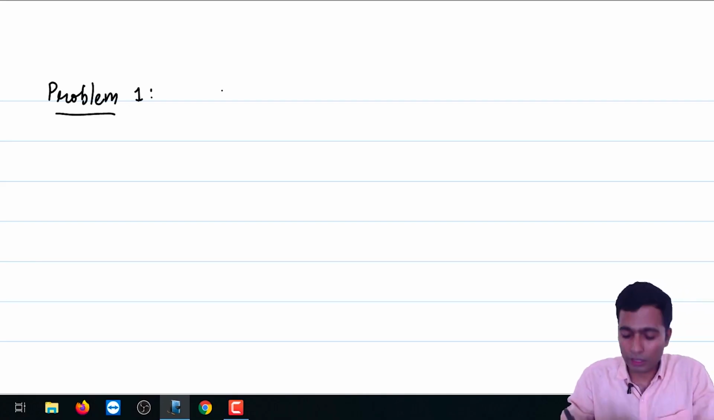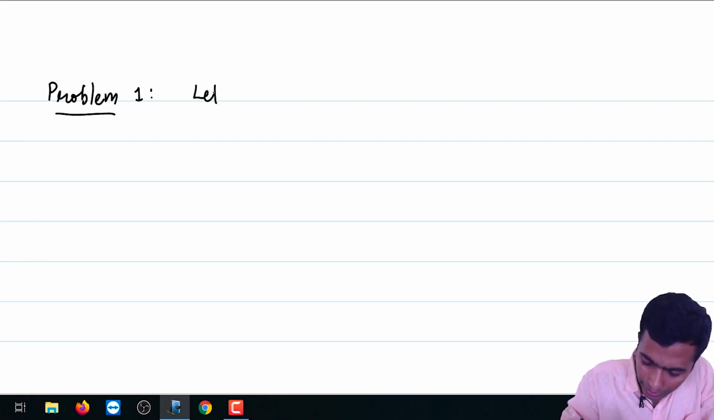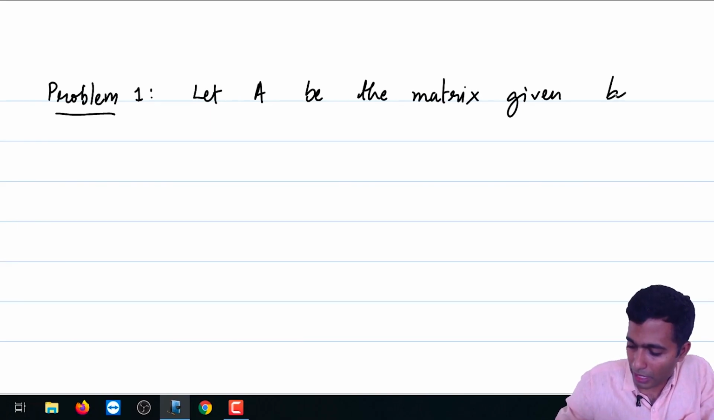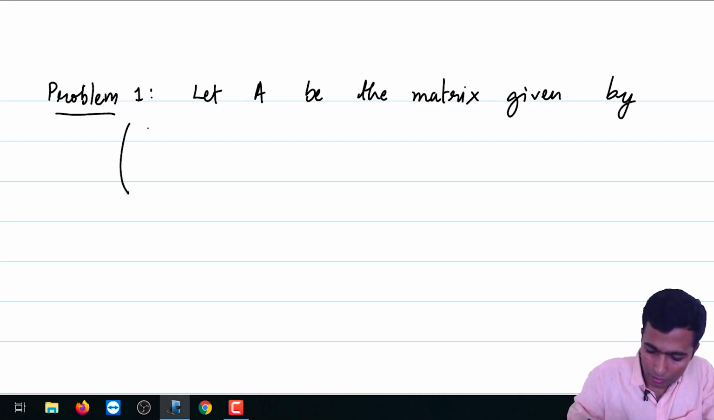Let A be the matrix given by 0, 1, 0, minus 1, 0, 0, 0, 0, minus 1.